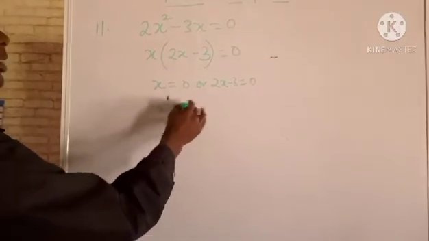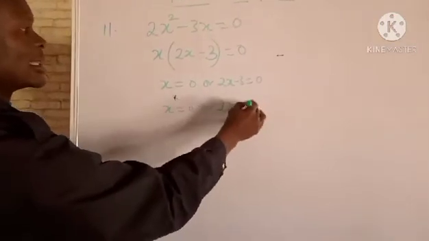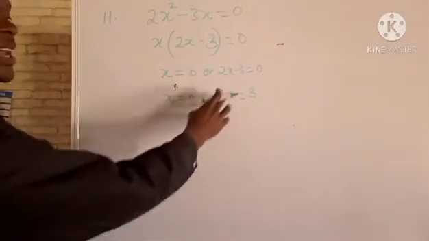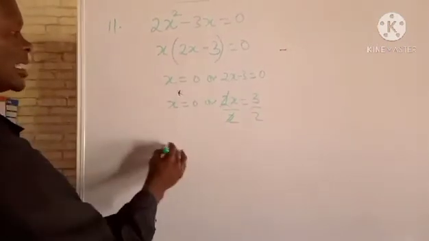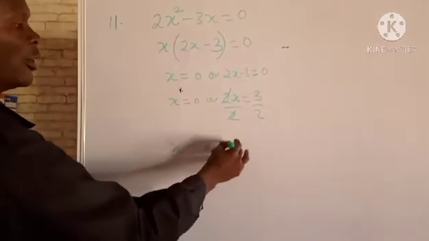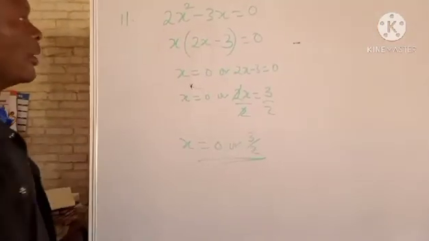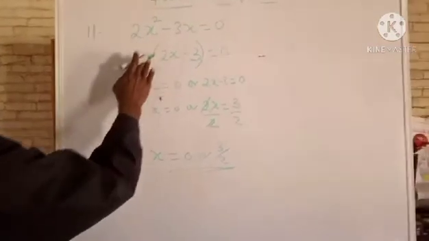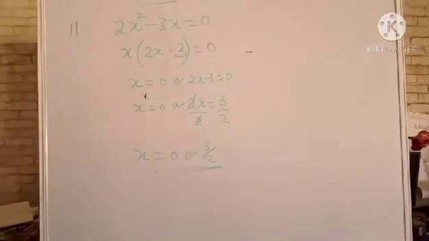So x is still 0, or when minus 3 crosses over, 2x is 3. To find x, you have to divide both sides by 2, giving x as 0 or 3 over 2. So if the equation is of this form, you have to factorize first like we've done, and that gives you the solution. Let's take another example again.